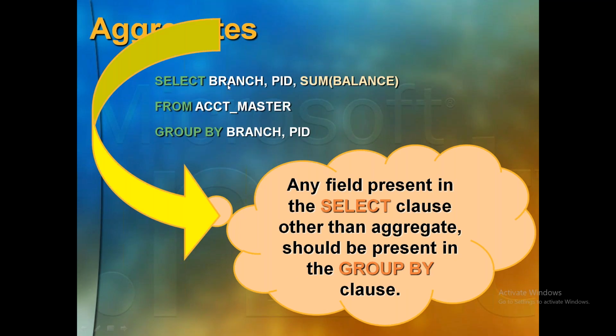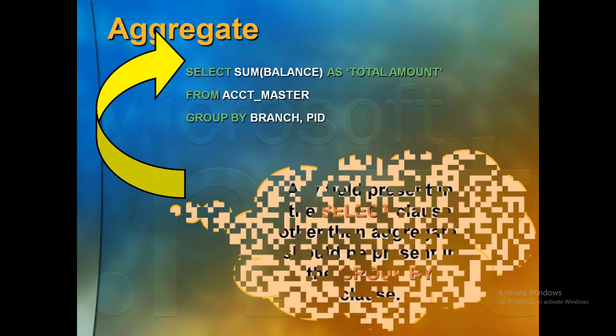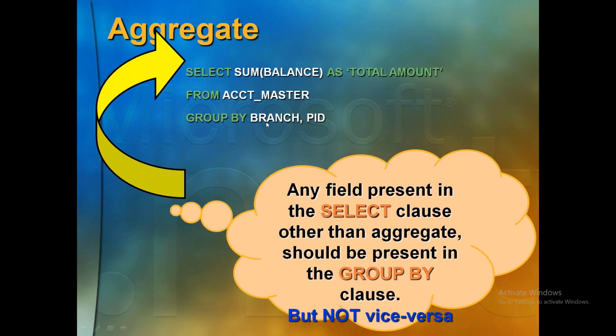Compulsory. If you have select P comma Q comma R, if you have three fields there, those three have to be here. Clear? Otherwise it's not going to work. But not vice versa. I have two columns here, these columns need not be there, it is going to work, right? But not vice versa. But this query is not meaningful because I am not going to display any branch, any product ID, even though syntactically this query is perfectly fine.